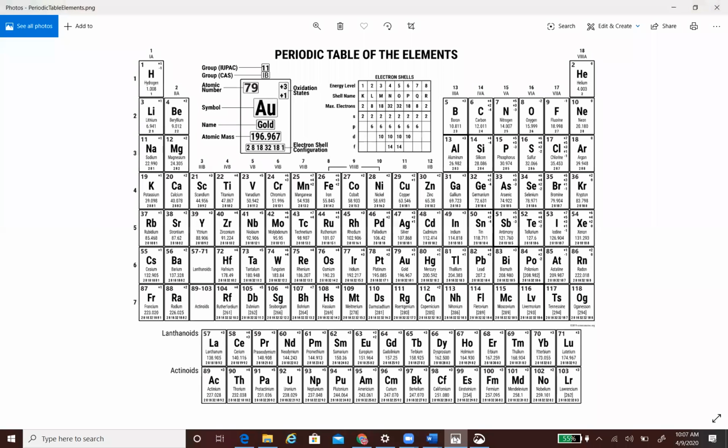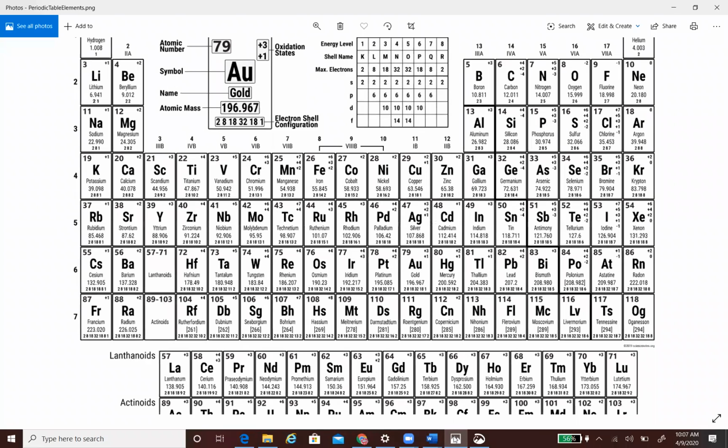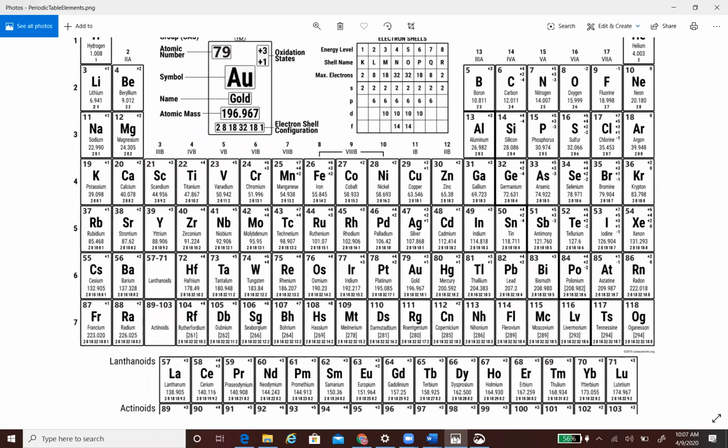Okay, so can you ladies see this periodic table? Just one of you say yes or no. Yes. Okay, good. If you look at this periodic table, you'll notice that it has charges. For example, sodium has a charge here of +1. Magnesium has a charge of +2. If I scroll over to this side, you'll notice that, for example, aluminum has a charge of +3.